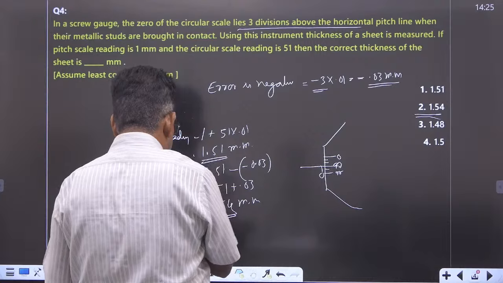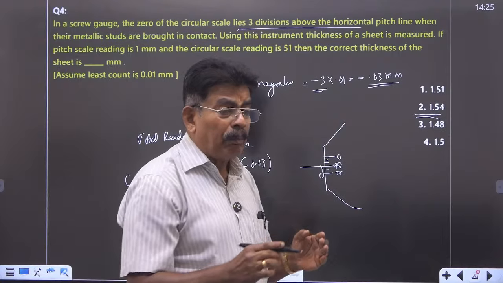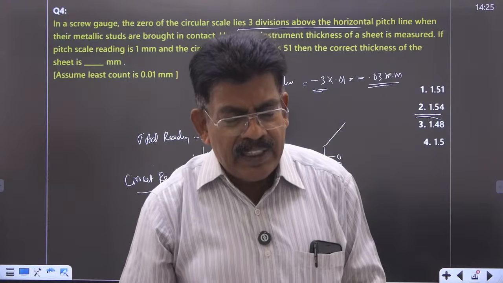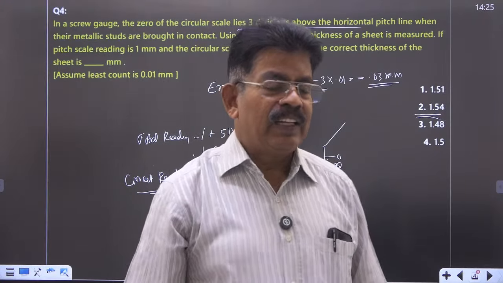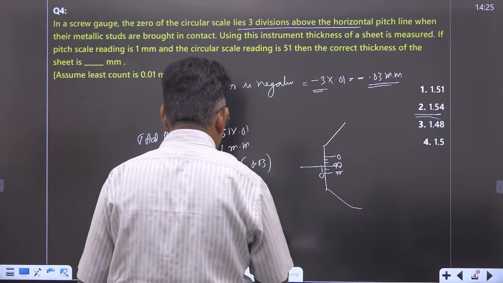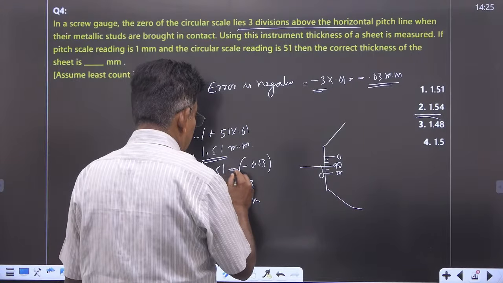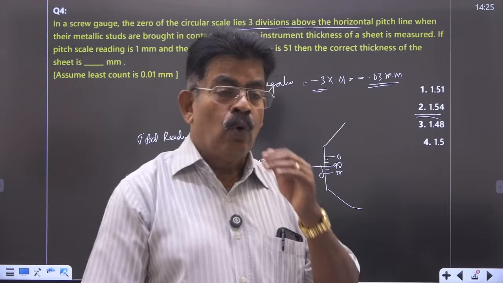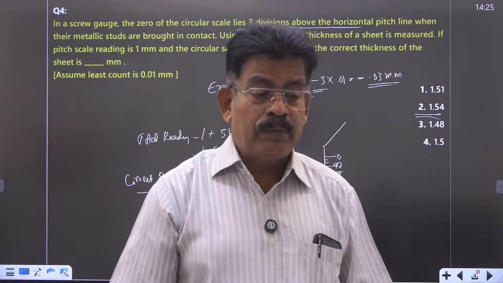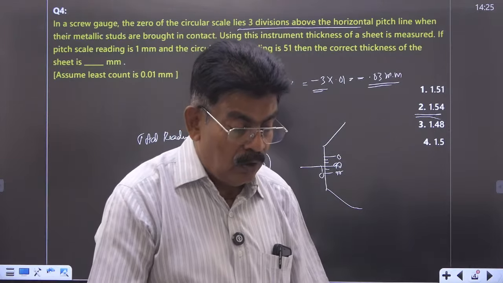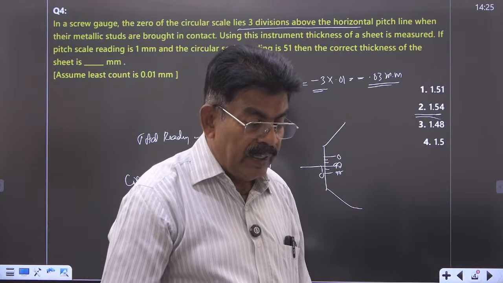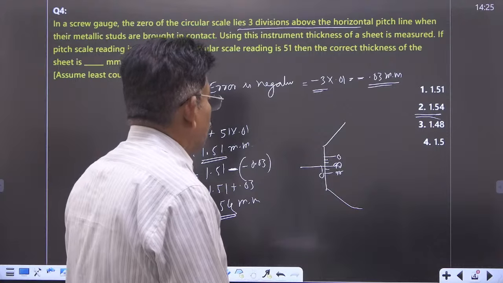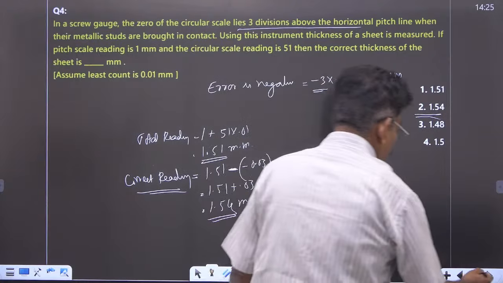Then correct reading is total reading minus 0 error. Error is always subtracted with sign. I have written minus here. That is the rule: error is always subtracted with sign. So the error will be minus 0.03. Minus of minus will become plus. So we'll be getting 1.54. Okay, we go to the next question.